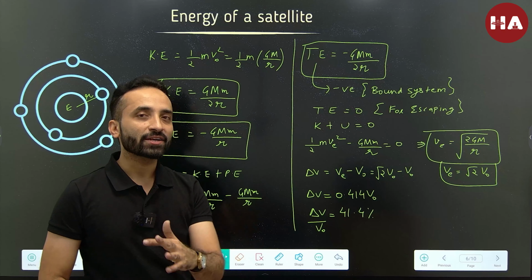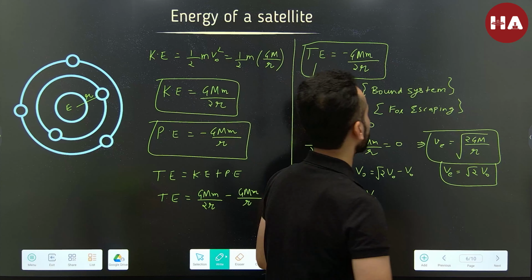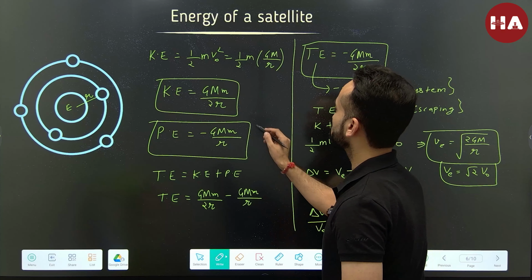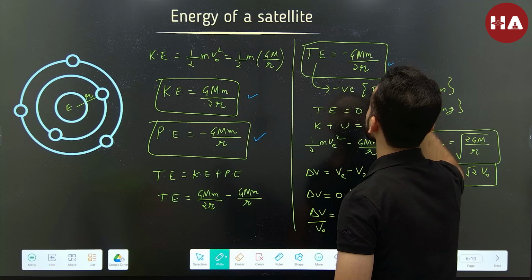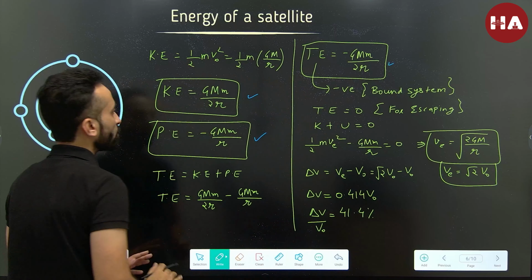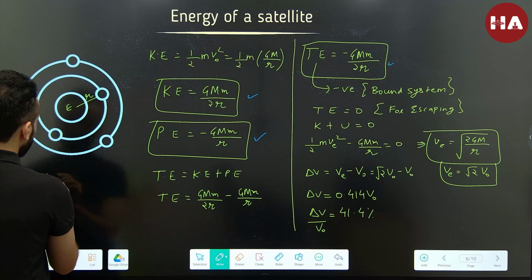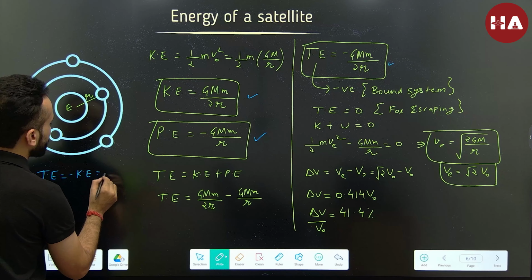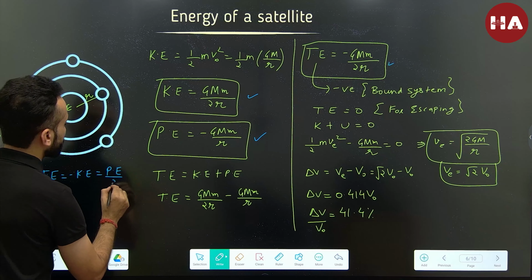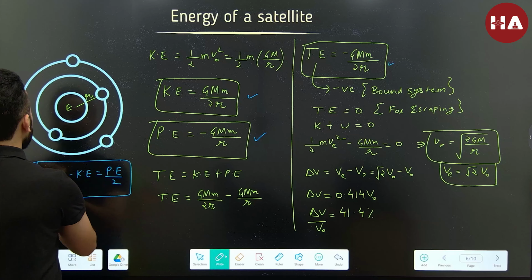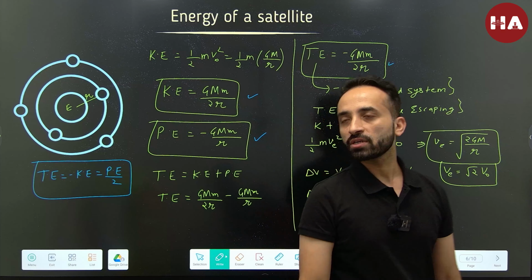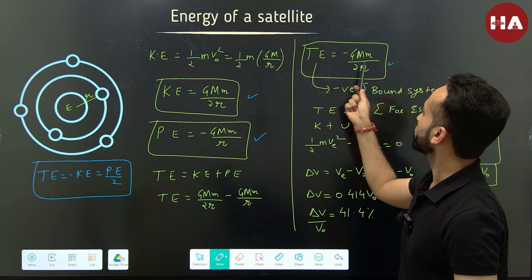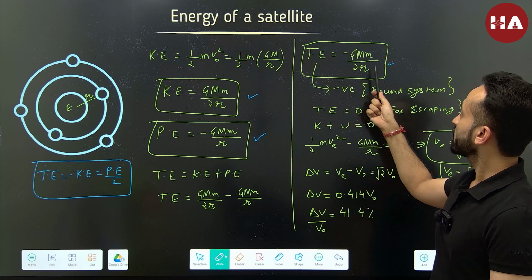In fact, if I talk about electrons, there is a striking similarity which you might have realized after looking at these three energies, this, this and this. So can you see a quick relation? Let me write that. Total energy is the negative of kinetic energy. At the same time, it is half of the potential energy.